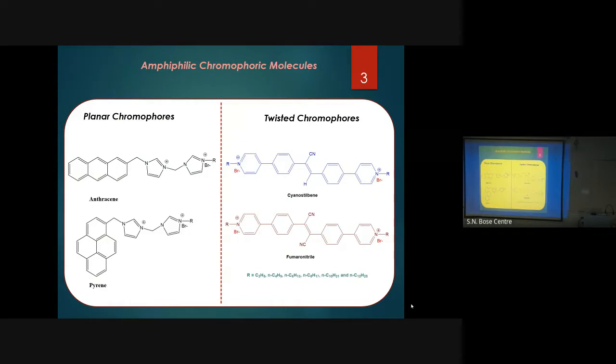So we work on both kinds of chromophores, and this is my classification. These are more traditional chromophores, anthracene and pyrene, which are planar chromophores. These are what you have as twisted chromophores. You see that they have conjugated structures, but as I will talk very soon about them, they have a twisted nature.